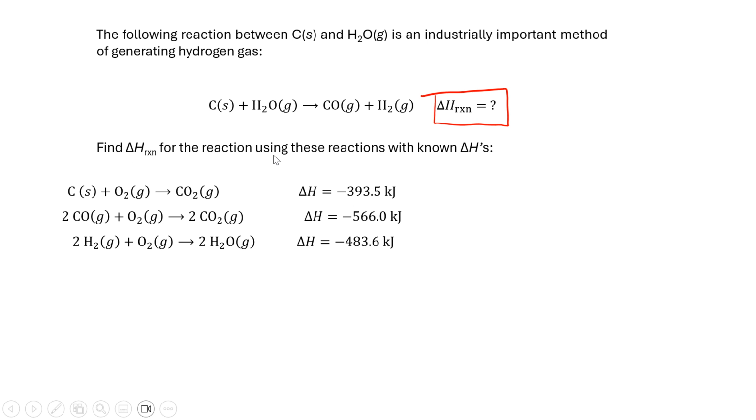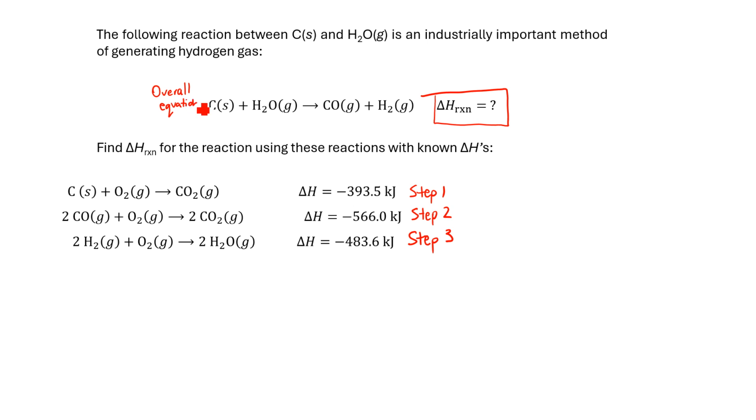Find delta H for the reaction using these reactions with known delta H's. And notice we have all of these steps here, right? So this is step 1, this is step 2, and this is step 3. Now, we're looking at all of these, and the goal right now is to match all of the steps to the overall equation, right? This is the overall equation.